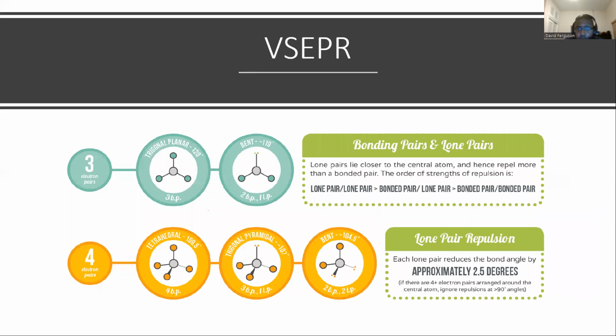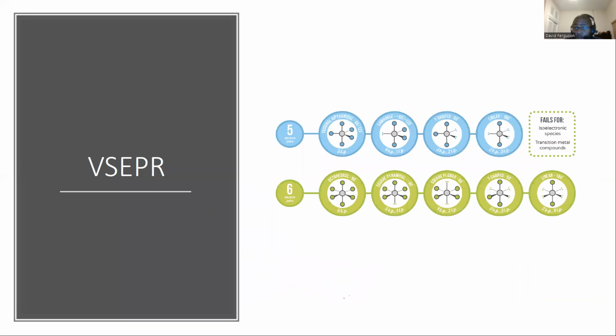In terms of repulsions, lone pair to lone pair repulsion for this discussion is greater than bonded pair to lone pair, which is greater than bonded pair to bonded pair. The main idea I want you to take away from this discussion is to use the correct rules to draw your Lewis dot structures.